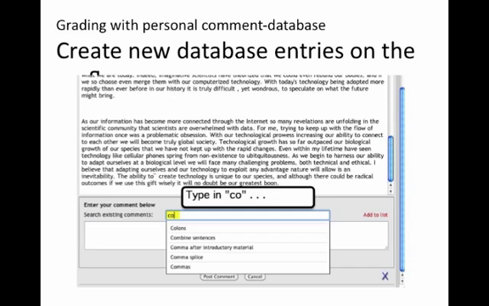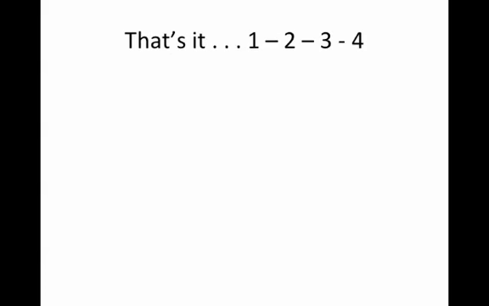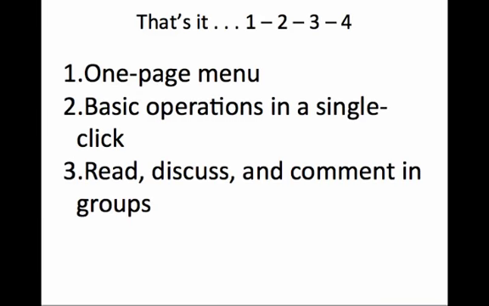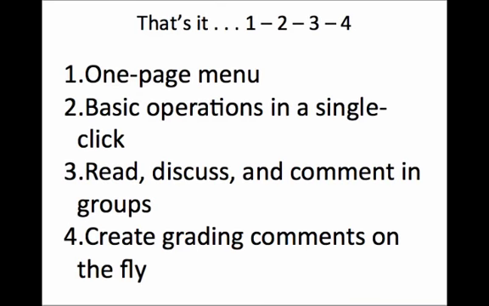In the future, when we type in the letters CO, we get a list of possible entries, including the one we just created, comma after introductory material. Ready to use again. That's it. 1, 2, 3, and 4. The one-page menu, basic operations with a single click, interact in groups, create grading comments on the fly.